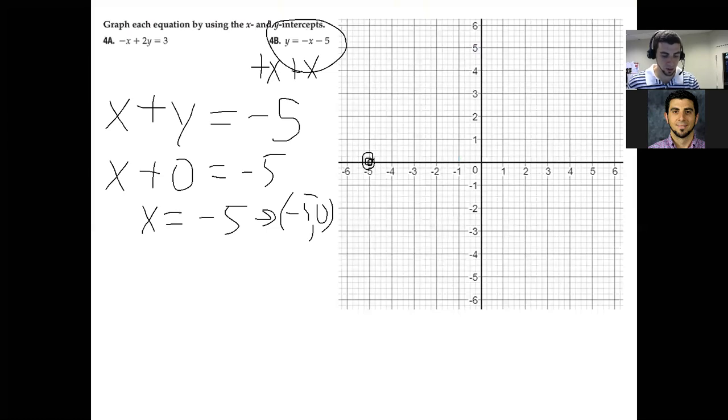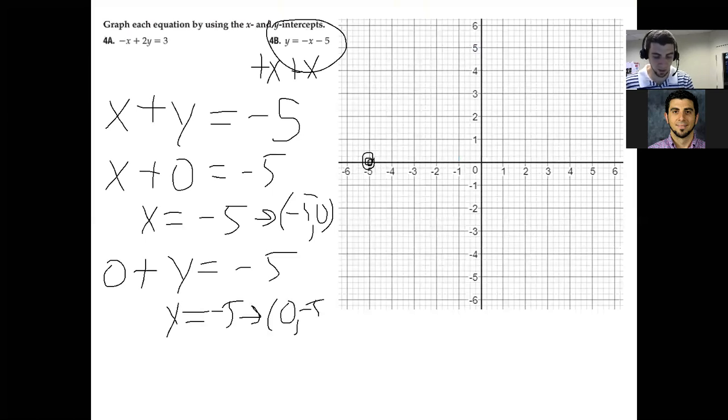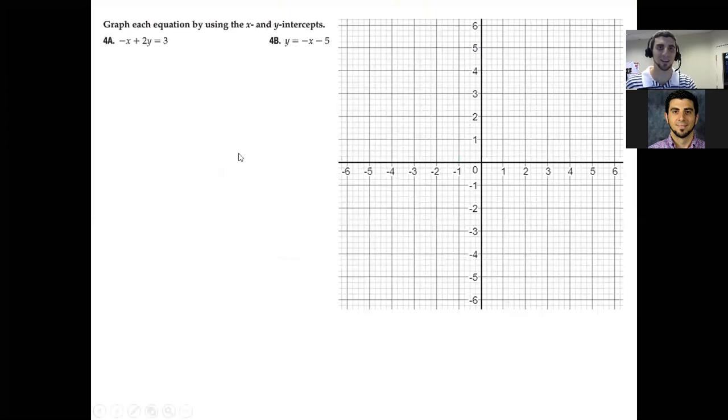And the y-intercept, substitute 0 for x. You get y equals -5, which is the point (0, -5), which would be right here. You got your 2 points using the intercepts. Draw them, connect them with a straight line. Put arrows on the end, and you're good to go. Pretty cool, huh?